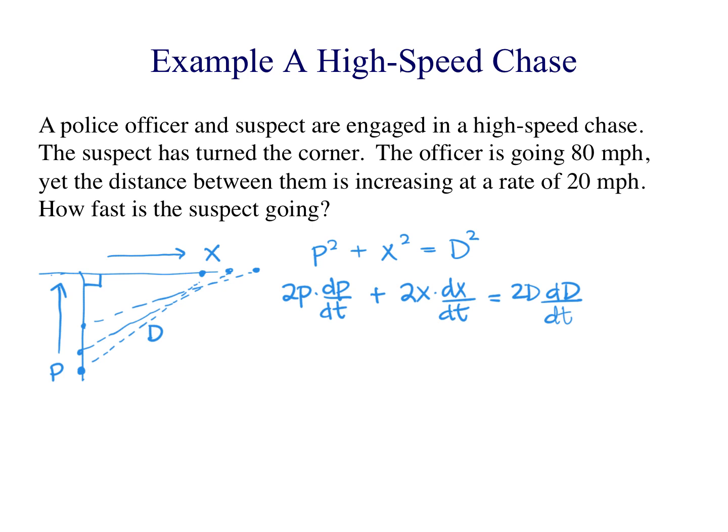Now you can start dropping numbers in there. The officer is going 80 miles per hour. Where does the 80 go? Does it go in for p or does it go in for dp dt? The 80 is going to go in for dp dt because it is the rate. It has miles per hour, so I'm going to put 80 here. So 2p times 80. Where does the 20 go?